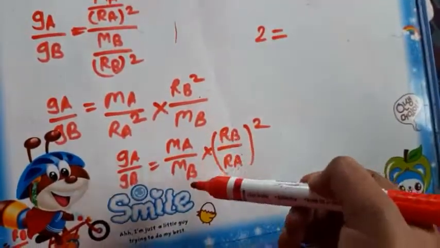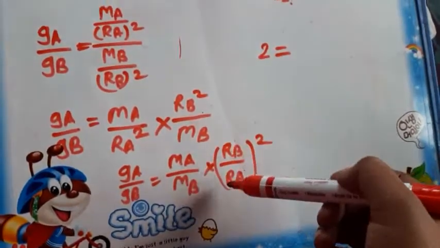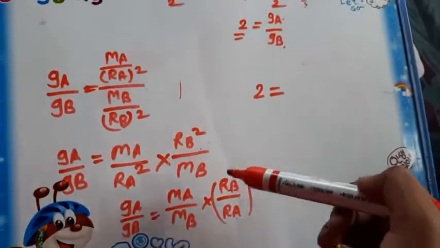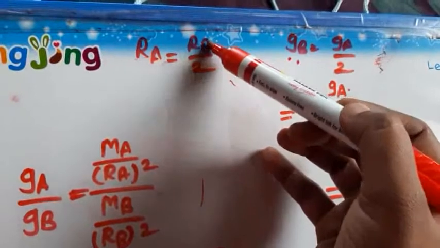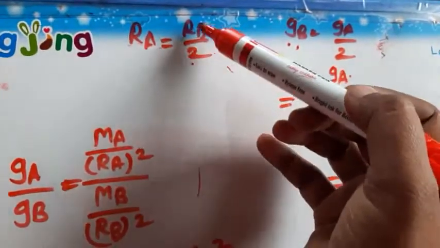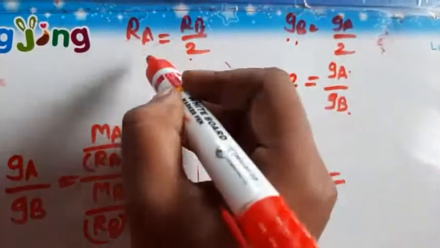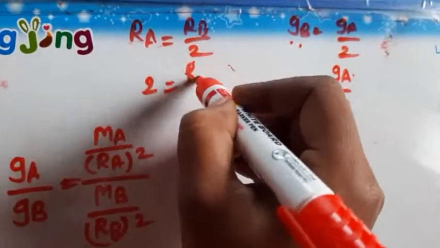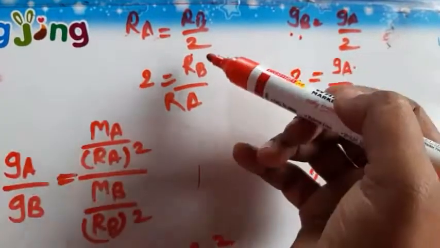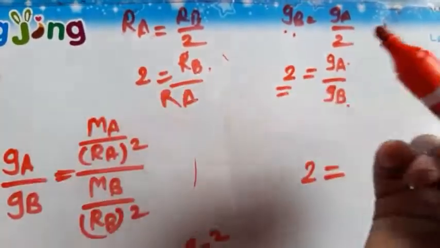Now Ma and Mb, both we don't know, we have to find. So just related to radius, anything we can get, we will check. Rb by Ra. Here is the condition, Rb by Ra. How to find that from this? Just we will shift this Ra here and 2 will come here. So it will be 2 is equal to Rb divided by Ra. So Rb by Ra, this ratio's value is nothing but 2.